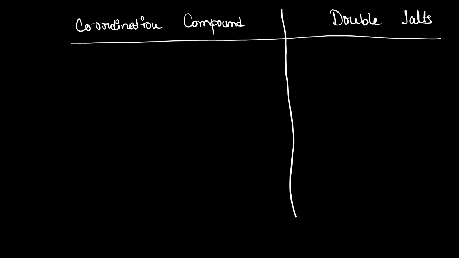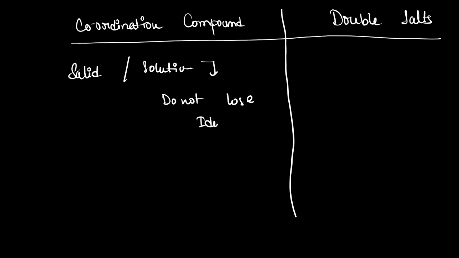So a coordination compound can be found in the solid state as well as in solution form. And in solution form, they do not lose their identity. But in the case of a double salt, when they dissolve in solution, they will form ions and will lose their identity in the solution form.